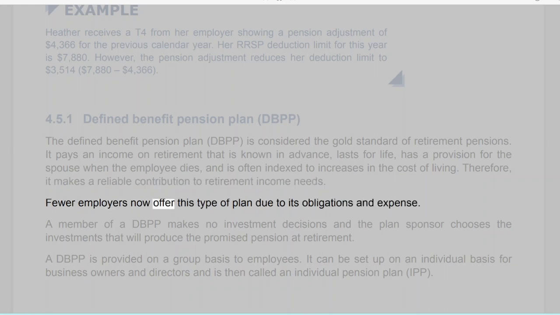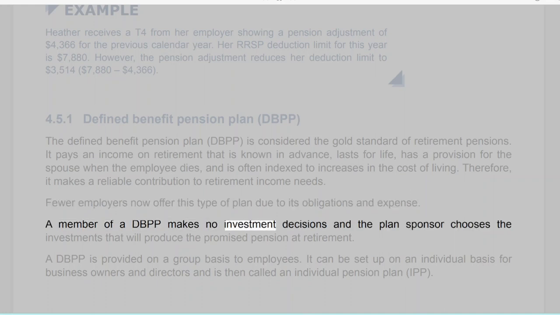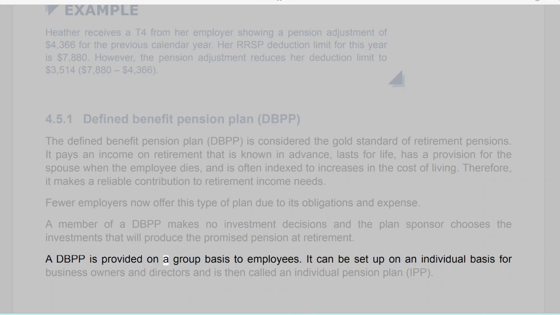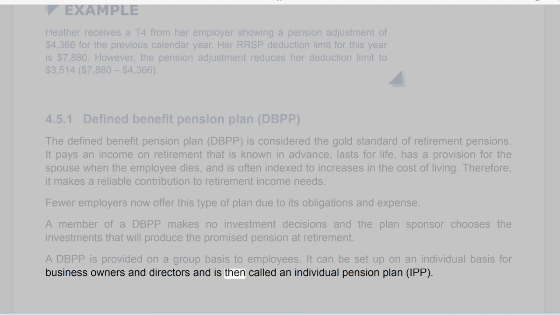Fewer employers now offer this type of plan due to its obligations and expense. A member of a DBPP makes no investment decisions and the plan sponsor chooses the investments that will produce the promised pension at retirement. A DBPP is provided on a group basis to employees. It can be set up on an individual basis for business owners and directors and is then called an individual pension plan, IPP.